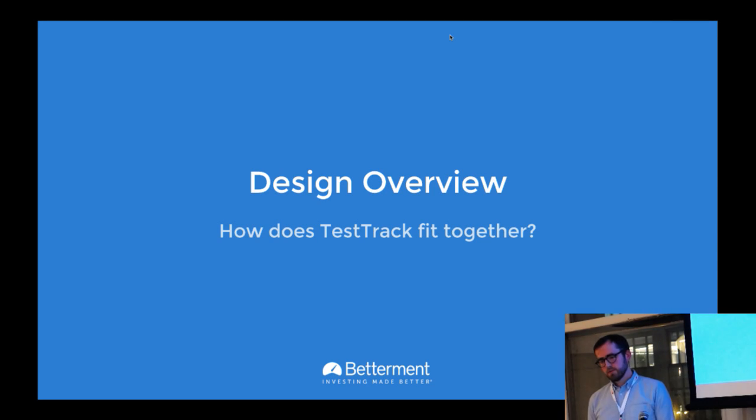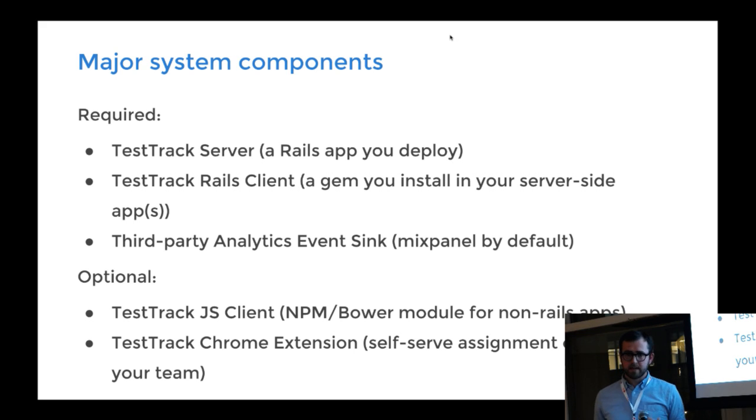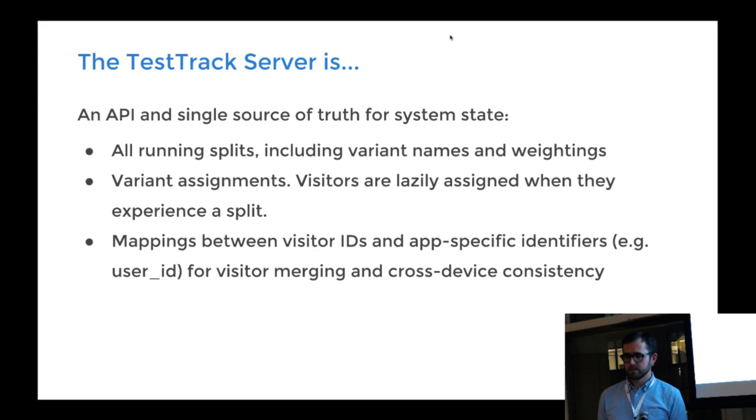So let's take a look at just the overall design of the system. There are 3 major required components, 2 of which we provide. There's the server, which I was talking about. That's a Rails app that you just download from GitHub, and you deploy it on Heroku or any other 12-factor deployment you use. And then there's this TestTrack Rails client, which is a gem which you install inside your 1 or more server-side applications. And then you hook that up to Mixpanel, Segment.io, some third-party analytics sync for your events. And then we have these other fancy things that we've bolted on for ourselves as well, which is a JS client, which allows us to use it in non-Rails environments, and a Chrome extension, which lets our developers and PMs try out different splits for themselves.